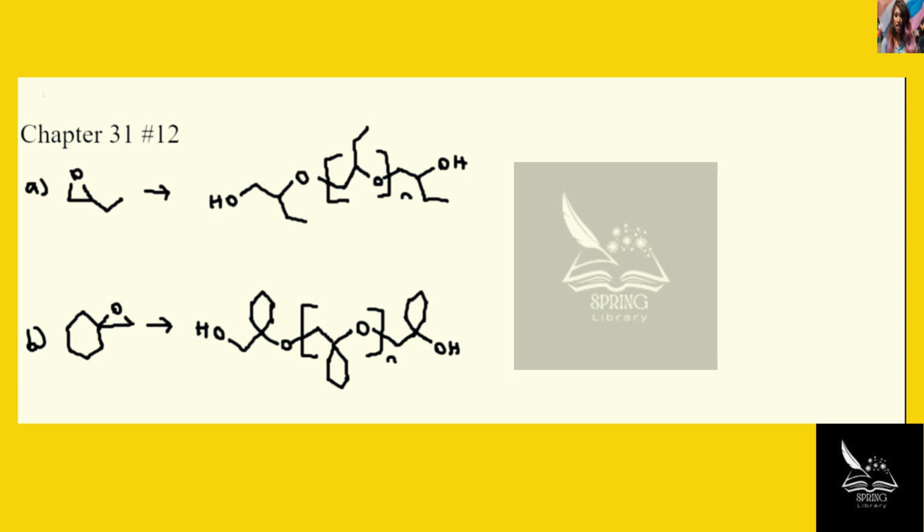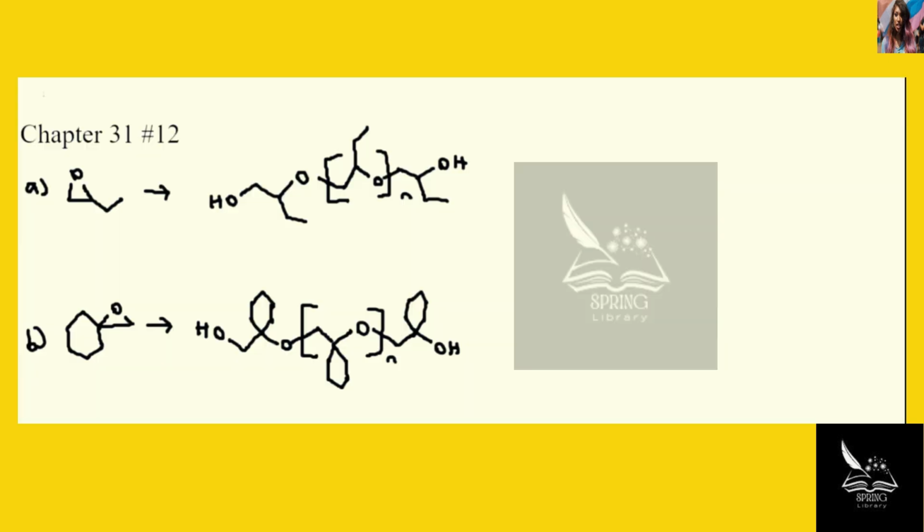Again, remember this question dealt with anionic polymerization. And so remember, the way to solve these is to look at the epoxide, think about what the epoxide is going to look like once it's opened, draw the central core in the brackets with the n to show that it repeats indefinitely, and then just draw your end pieces with hydroxy groups. And so that's the answer to chapter 31, problem number 12.